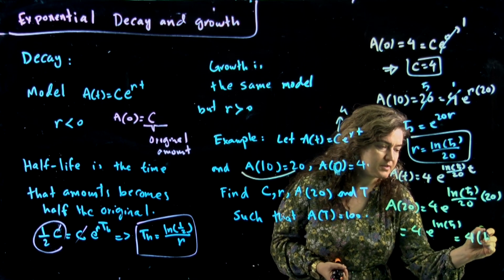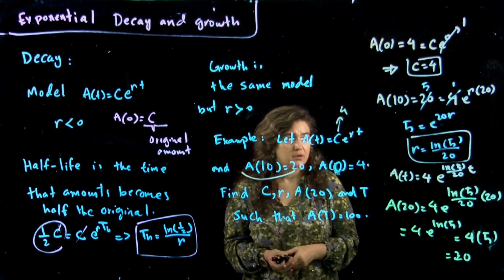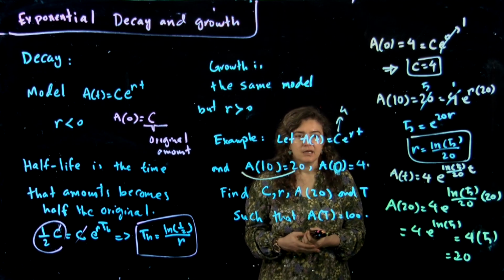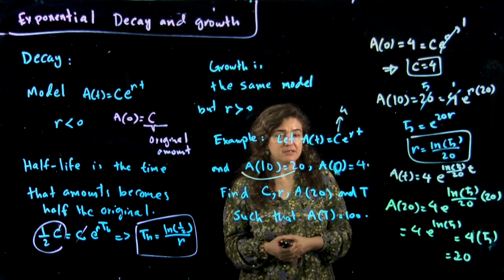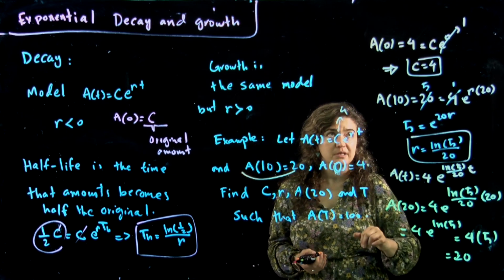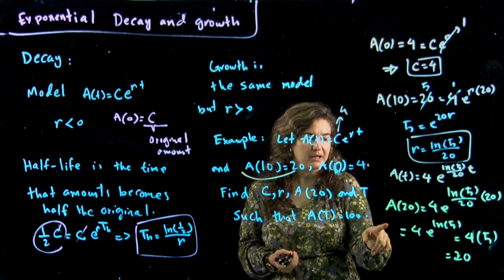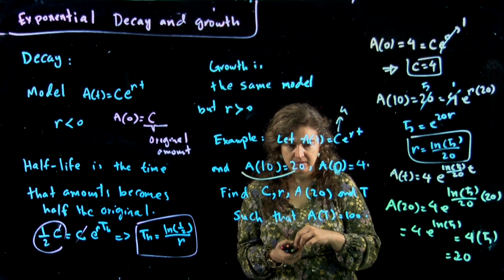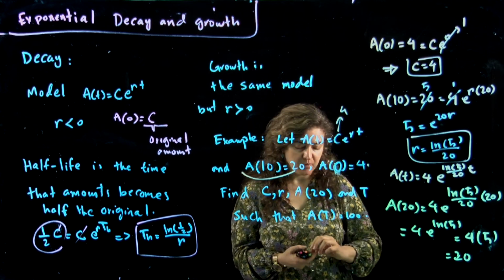So 4 times 5 is equal to 20. And so that's the final answer. So a of 20 is equal to 20. And then a of t, we have to calculate a of t. Oh, we have to calculate time t such that a of t is 100.